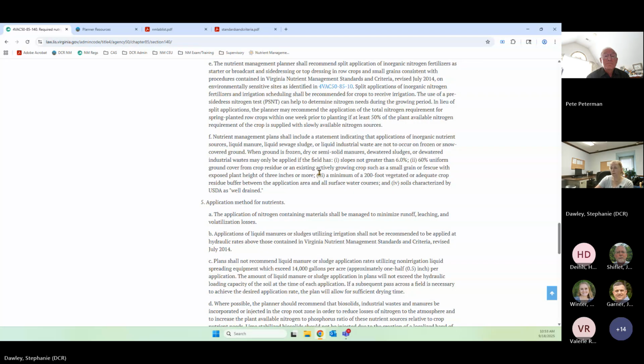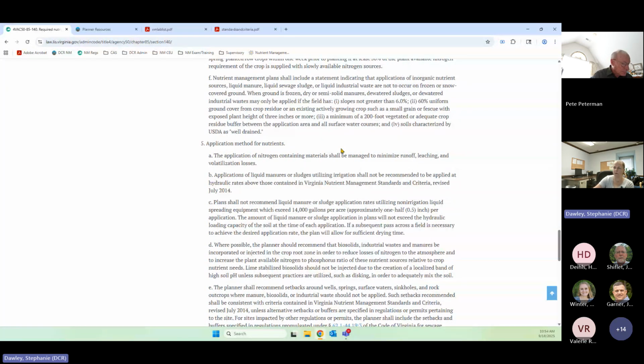However, if you have a frozen ground situation with dry or semi-solids, you can apply it in emergency situations, but the slope cannot be greater than 6%. You have to have residue on that field at 60% with 3 inches or more of growth if it's a small grain or fescue, and then 200 feet of vegetated or crop residue between any surface water. So that's kind of an emergency situation where you need to get it out there. You can, but it is not recommended. You have to follow some pretty strict needs.